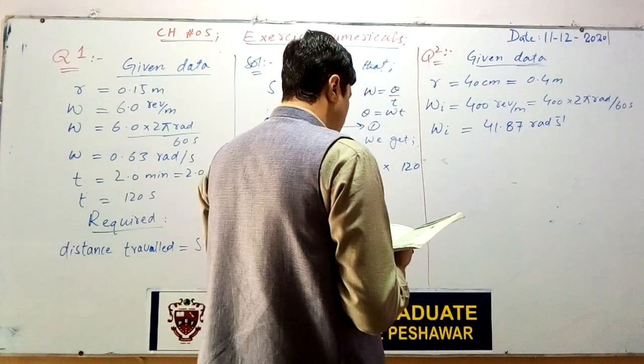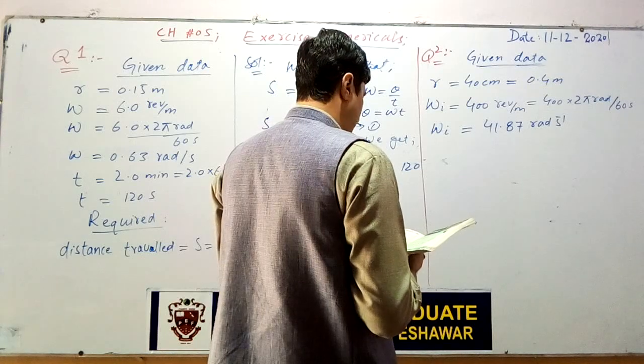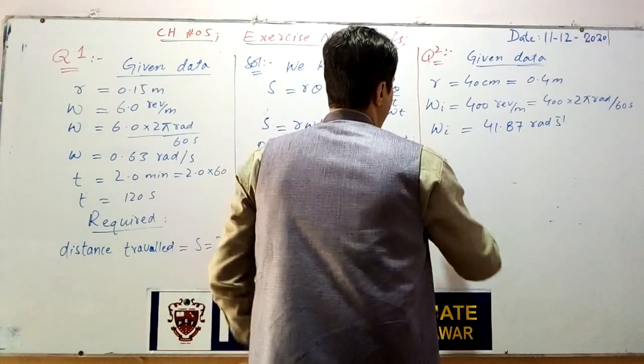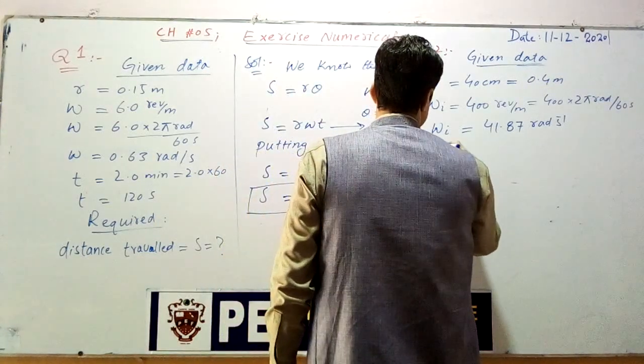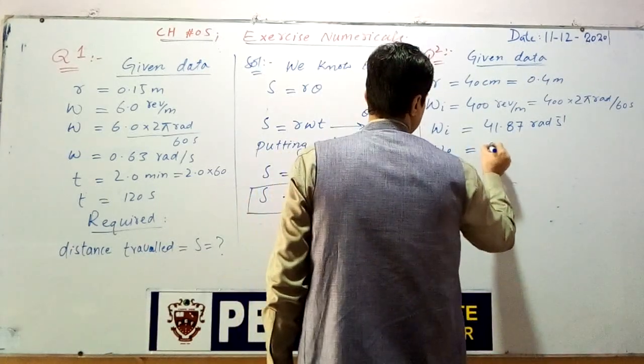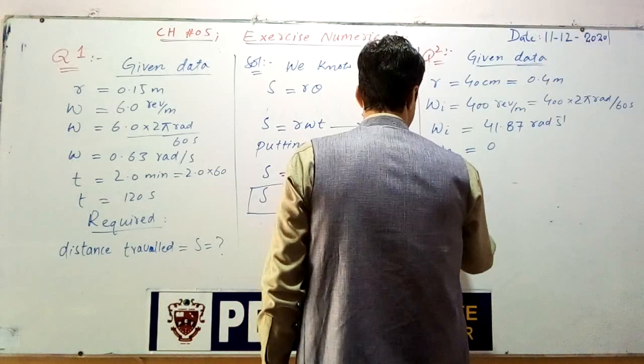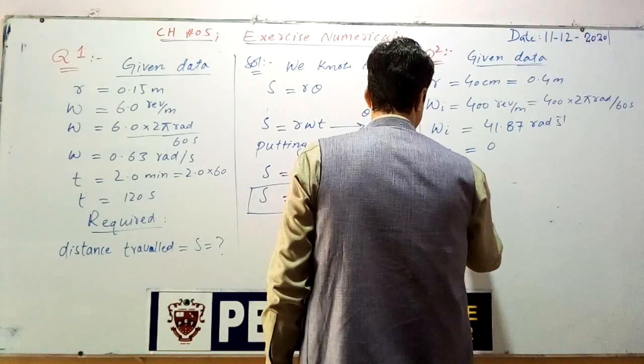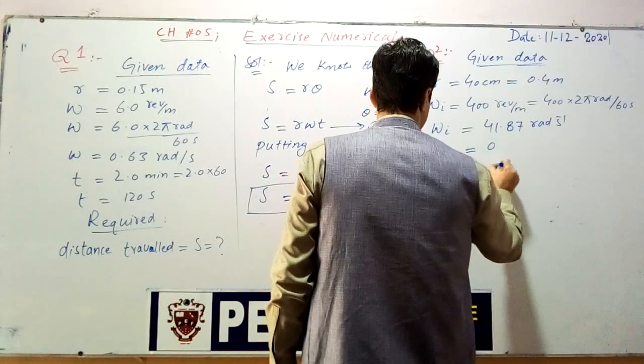After that, it is stated that it is brought to stop making 50 revolution. It means after 50 revolution this is stopped. So the final angular velocity will be equal to 0. Now how much revolution? Number of revolution.